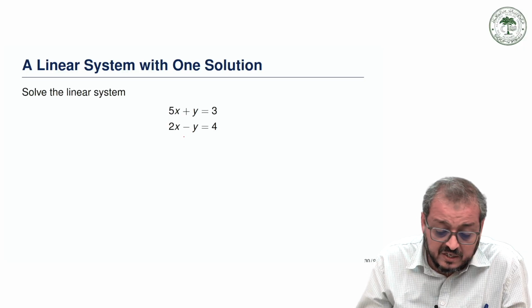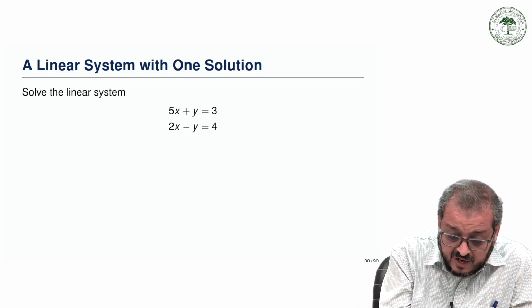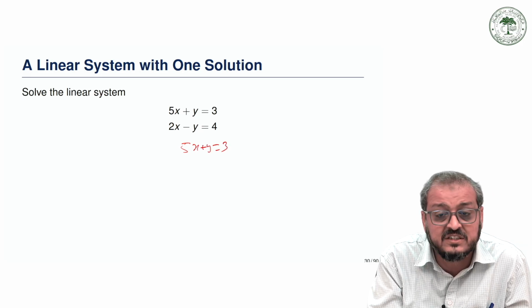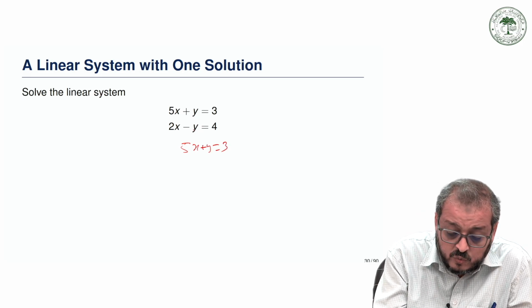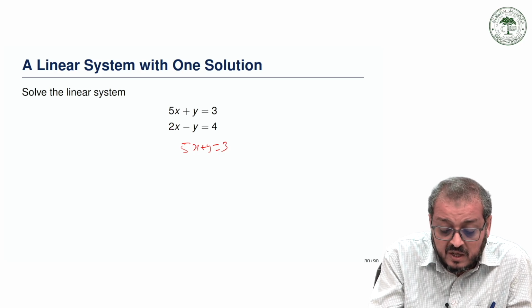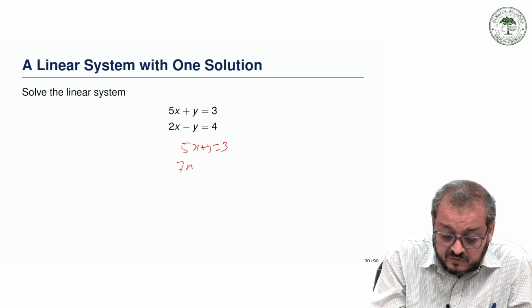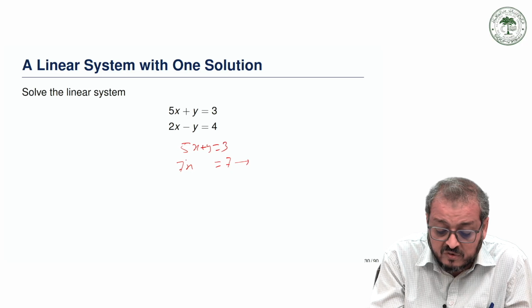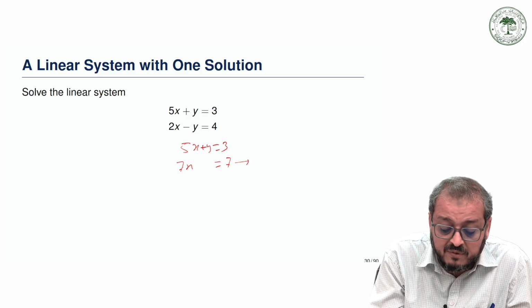So we can write it in this form: we add the second equation to the first equation. 5x plus y, we leave as it is, equal to 3. If we add these two equations, then y is cancelled out, and we have 5 plus 2 is equal to 7, so 7x is equal to 7. Now the next step is to divide this second equation by 7, multiplying by 1 by 7.